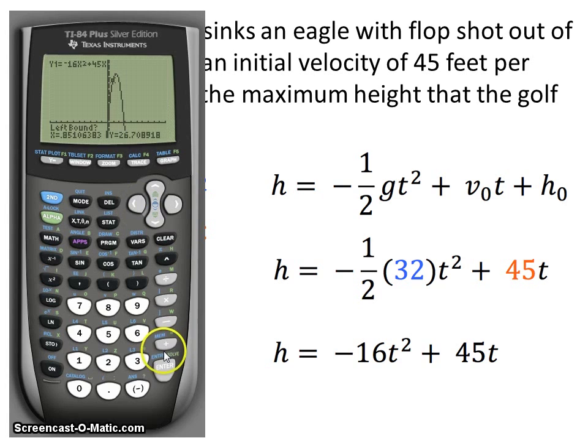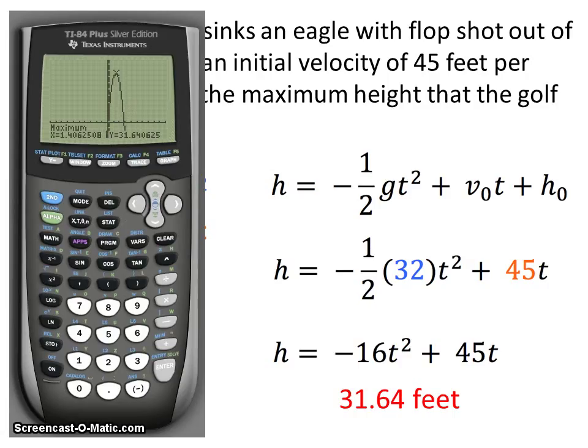We want to be left of it, enter. We want to click right of it, enter. And enter one more time, giving us our maximum height. So if you notice, our output, remember, is height. Our x values represent t in time. So our answer here would be, well, it reached about 31.64 feet in the air.